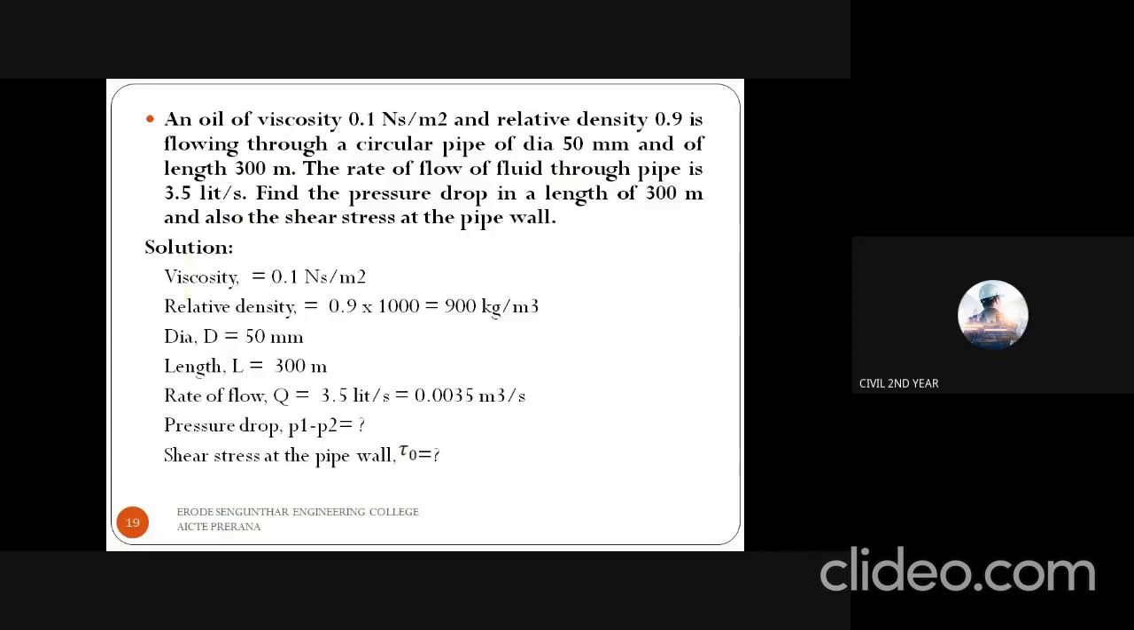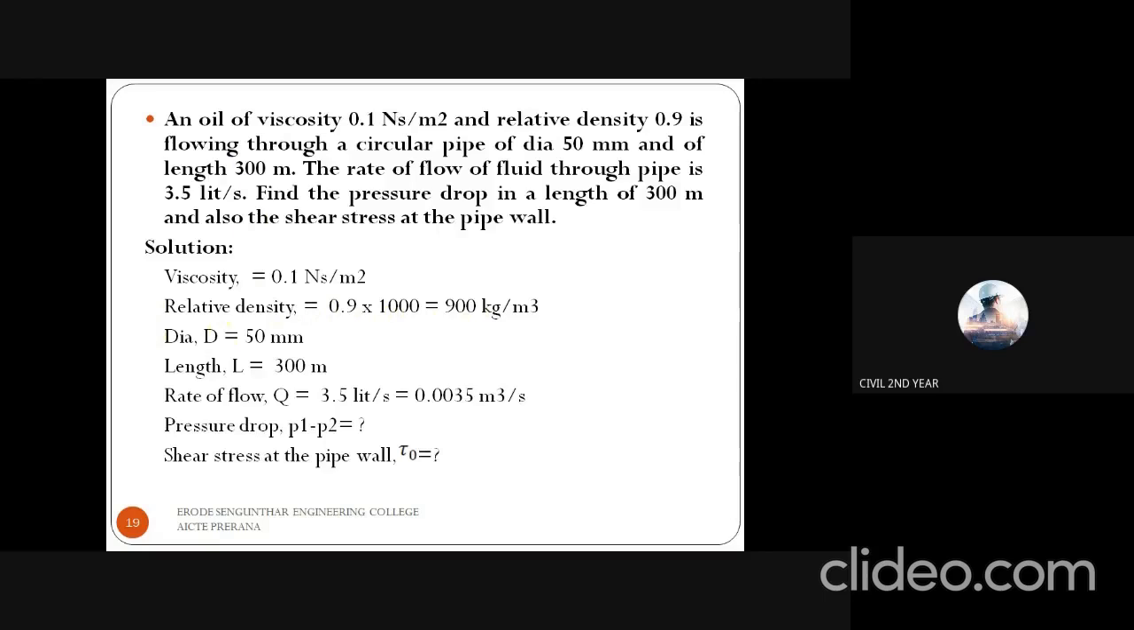So what data is given? Viscosity is given, which is equal to 0.1 Newton seconds per meter square. So no need to change, the notation is already correct. Next is relative density. Directly the ratio is given, 0.9. So simply you multiply by 1000 because of the standard density of the liquid. So 0.9 into 1000 is equal to 900 kg per meter cube.